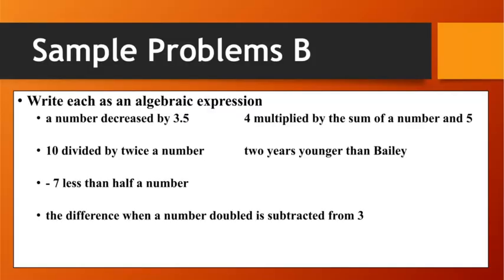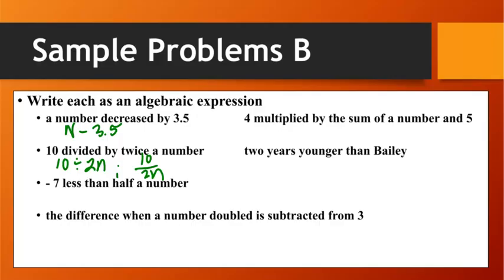Next, we write these as algebraic expressions. So what we just had, those are numerical. Algebraic expressions, remember, have numbers, operators, and variables. So here it says a number decreased by 3.5. So a number, I'm just going to use n. I don't know what the number is, but it decreased. That means I subtract 3.5. Next, 10 divided by twice a number. So I'm going to have 10 divided by twice a number, which means 2n. Now that's one way I could write it. I can also write it as a fraction, 10 divided by 2n.